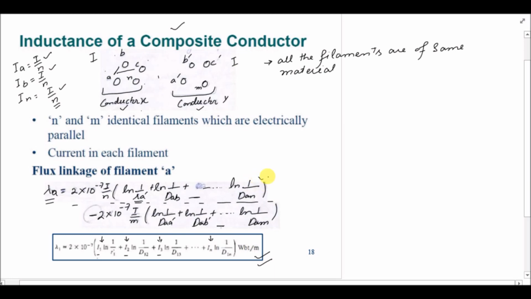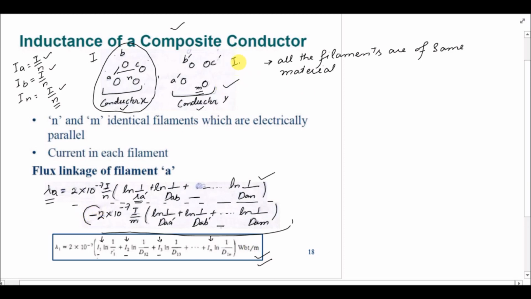So this is the equation for conductor X, and this part of the equation is actually for conductor Y. The current, again we have m conductors, so the current is being divided into m parts, and after that we have taken it common and brought it outside the brackets. Now we have a negative sign here because this is the return conductor, so the current will be in the opposite direction.